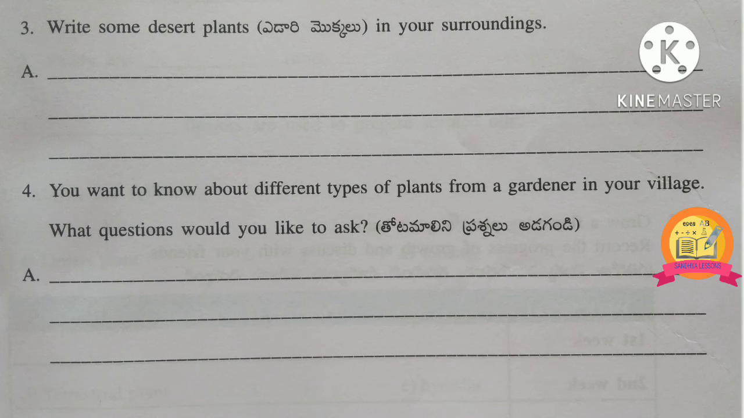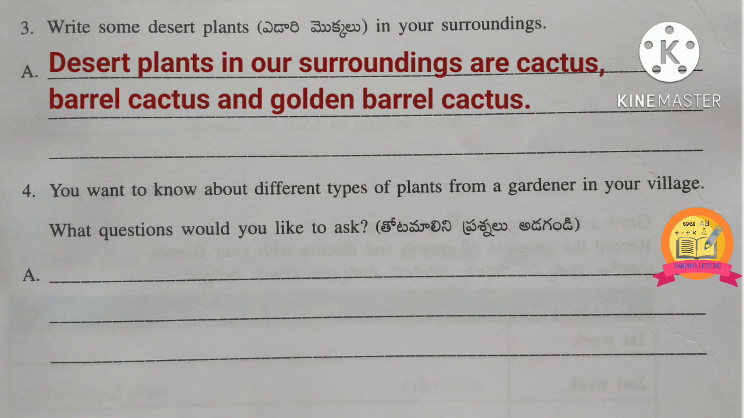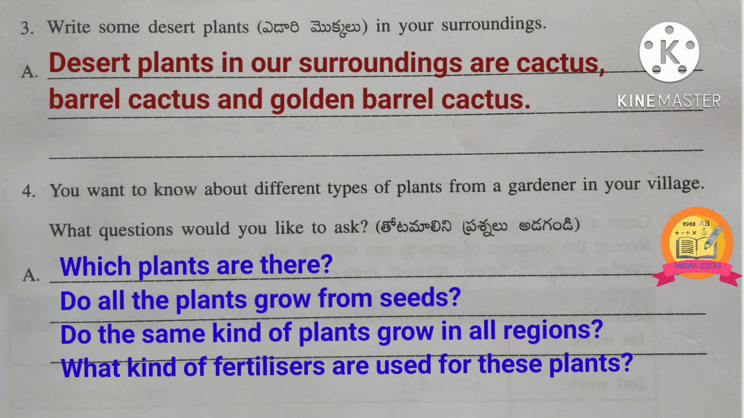Third question. Write some desert plants in your surroundings. Desert plants in our surroundings are cactus, barrel cactus, and golden barrel cactus. Fourth question. You want to know about different types of plants from a gardener in your village. What questions would you like to ask? Which plants are there? Do all the plants grow from seeds? Do the same kind of plants grow in all regions? What kind of fertilizers are used for these plants?